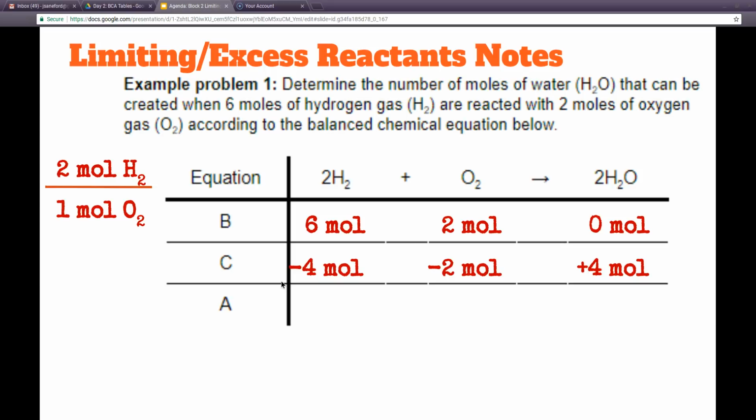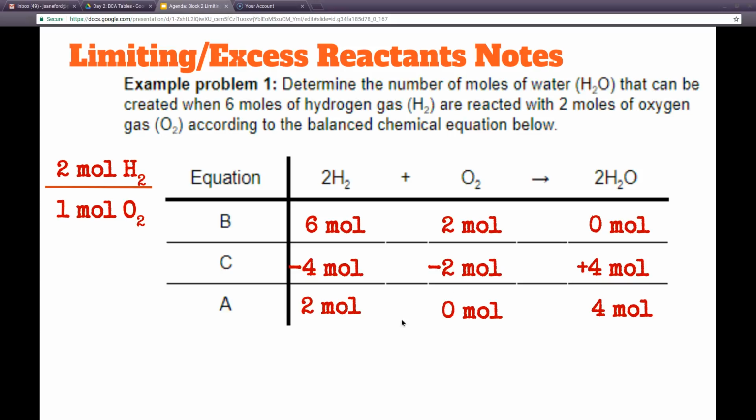And this is pretty straightforward. You just do the math. So 2 minus 2 is going to leave us with 0 moles of oxygen. 6 minus 4 is going to leave us with 2 moles of hydrogen. And 0 plus 4 is going to leave us with 4 moles of water.